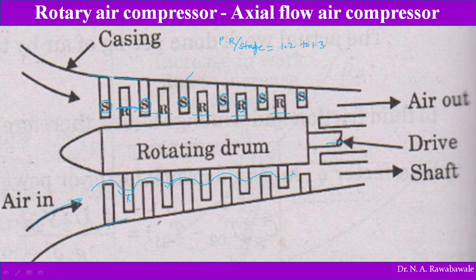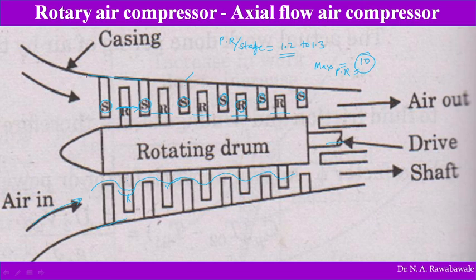If there are n number of stages, the pressure ratio is multiplied by 1.2 for each stage. So if it has 10 stages, the pressure ratio will be 12. If it has 20 stages, the pressure ratio will be 24. That depends on the number of stages. The absolute maximum pressure ratio that can be obtained is up to 10 in the case of a rotary air compressor.